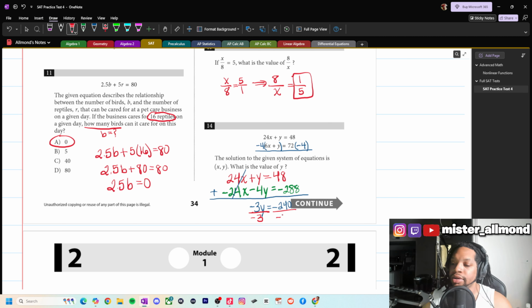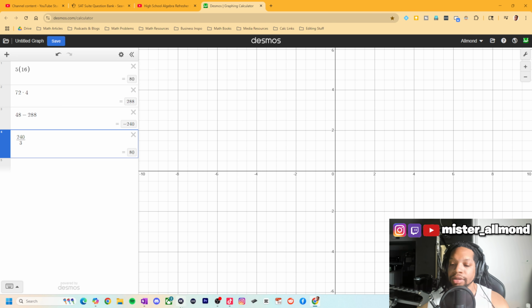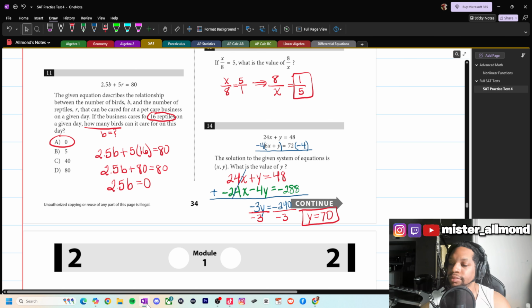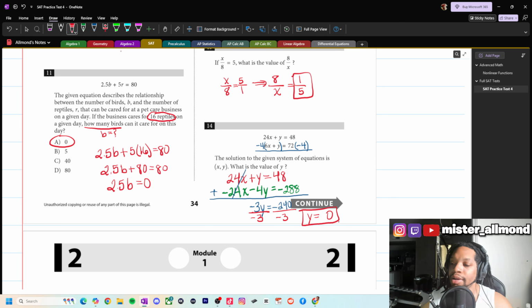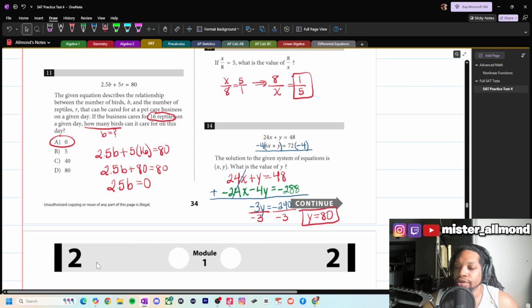Divide both sides by negative 3. What is that? 70. All right. 240 divided by 3. 80. I messed up. That's tough. If this was a real test and I missed that, I would have been mad. But I'm even more mad that I wrote that wrong on stream. But that's how you do that. Negative divided by negative, positive, we're good.